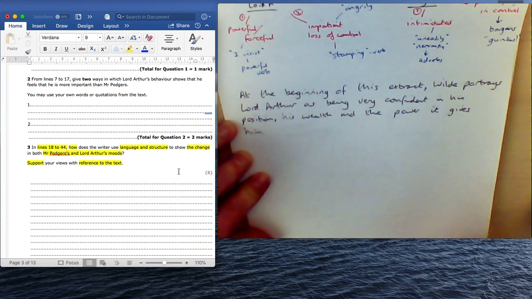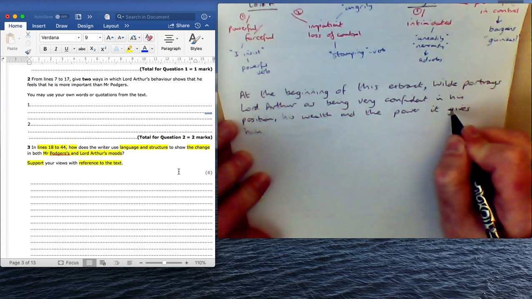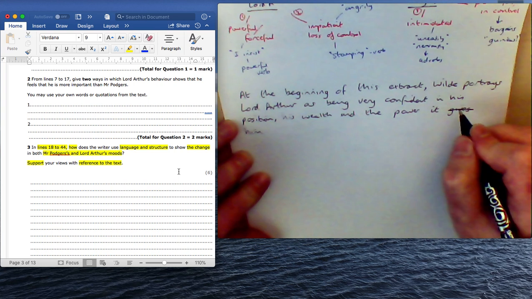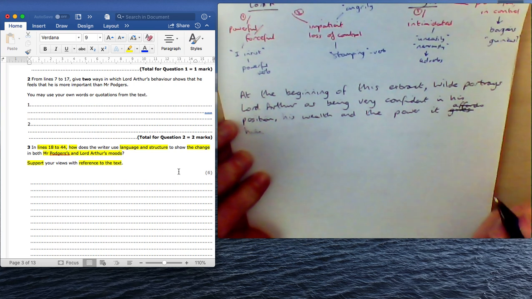Let me just pause for a second and reread. At the beginning of this extract, Wilde portrays Lord Arthur as being very confident in his position, his wealth and the power it gives him. Gives him, yeah, that's okay. I'm actually going to elevate the sophistication of that. I'm going to say the power it affords him. Because it's almost as if he's granted that power simply because he's a lord and he's rich. And that's the only thing that makes him powerful.